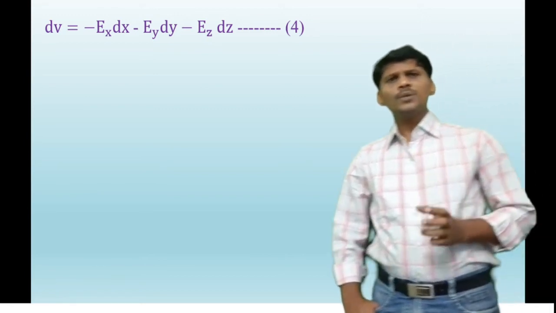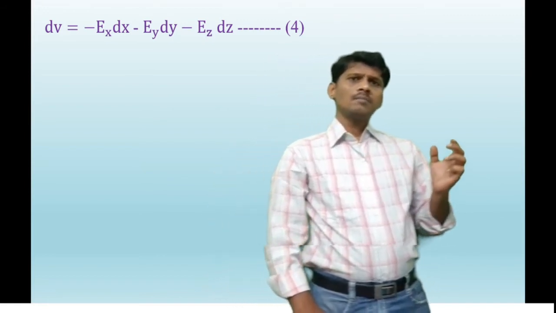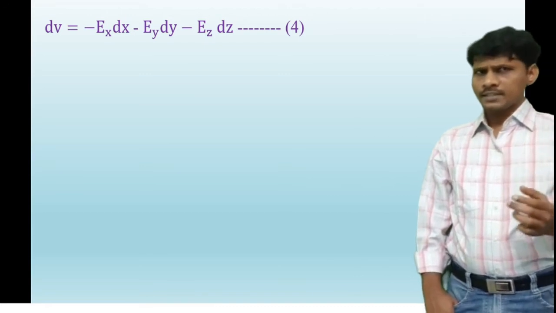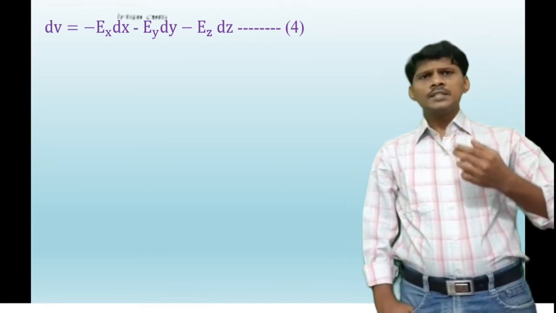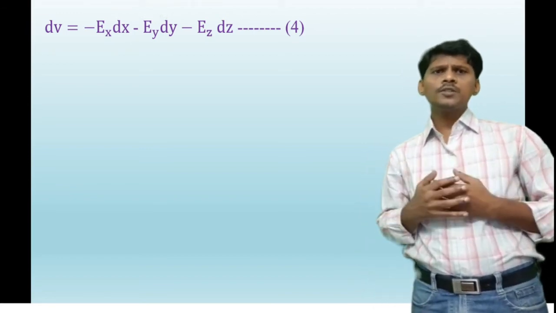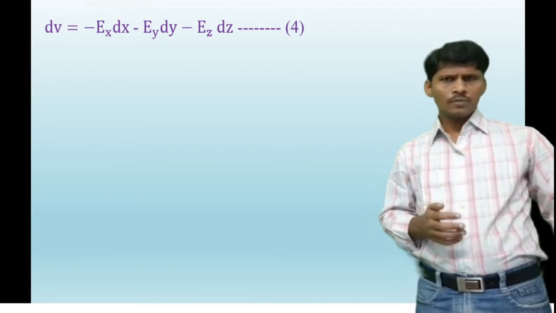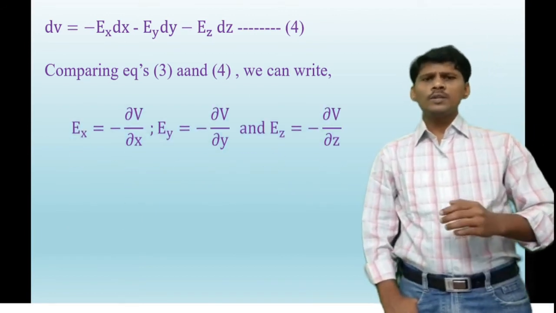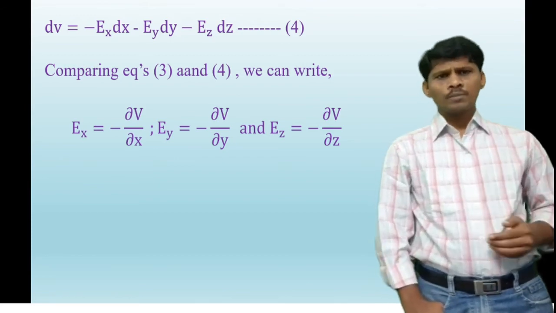What is the differential potential? dV is equal to dou V by dou x dx plus dou V by dou y dy plus dou V by dou z dz. And here the differential potential dV is equal to minus Ex dx minus Ey dy minus Ez dz. So comparing these two equations, we get Ex, Ey and Ez values. Therefore Ex is equal to minus dou V by dou x, Ey is equal to minus dou V by dou y and Ez is equal to minus dou V by dou z.